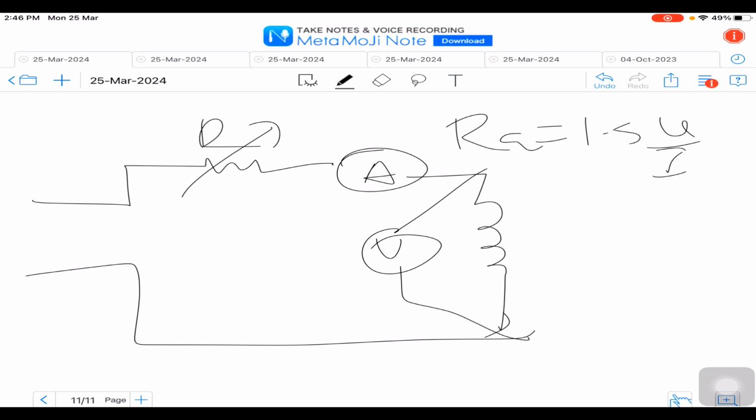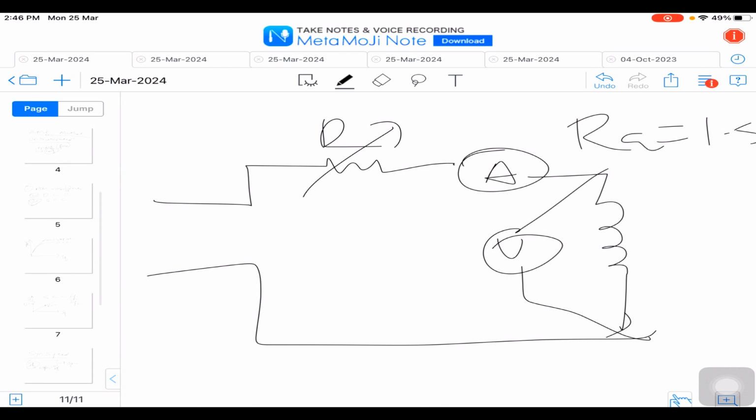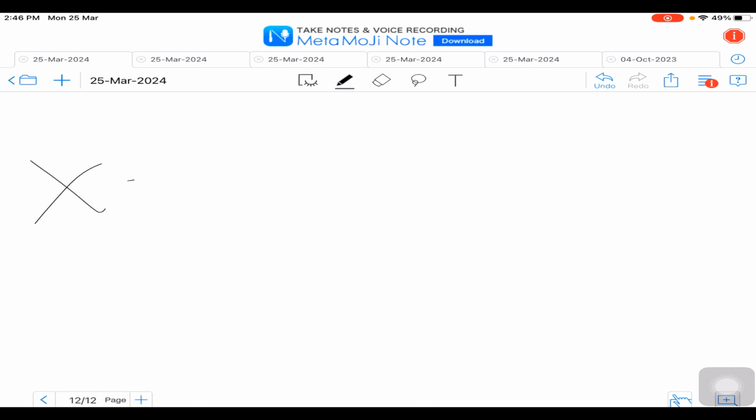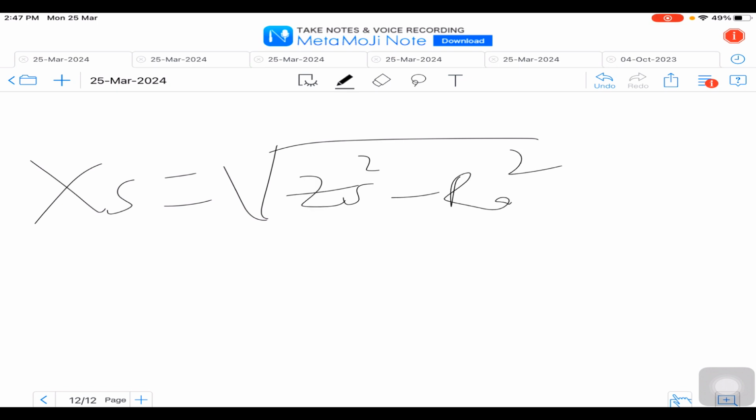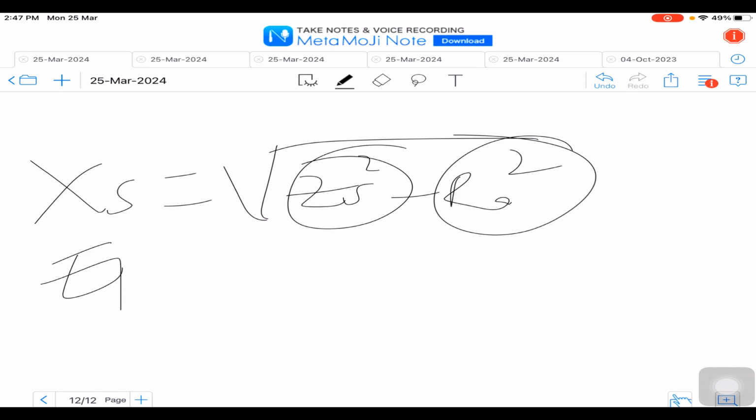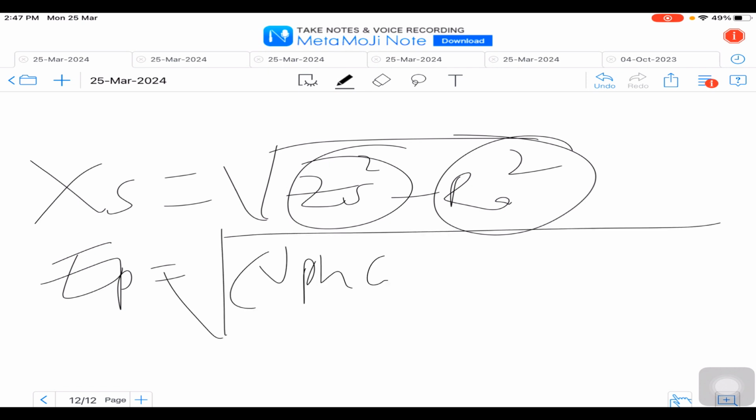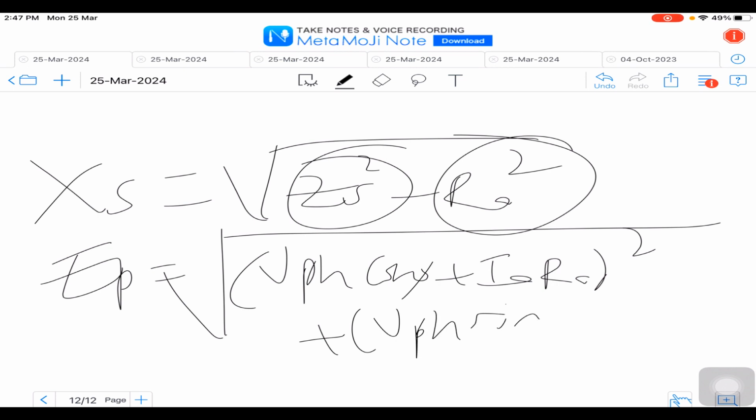Once we get the value of RA, we are going to find the value of XS. XS is equal to the square root of ZS square minus RA square. ZS square we have found from the graph, and RA square we now have. So substituting this in EP, that is, EP equals the square root of (VPH cos phi plus IA RA) square plus (VPH sin phi plus or minus IA XS) square. Plus for lag, minus for lead.